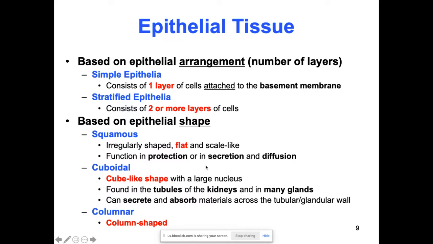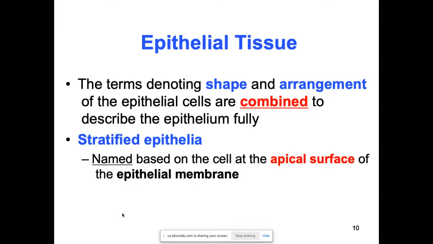Cuboidal cells, you heard me talk about the nephron and the kidney tubules, where you have a lot of secretion and absorption taking place. There's cuboidal cells there. Columnar is found in the digestive tract, and you can find it in the respiratory tract, especially in the upper respiratory tract.